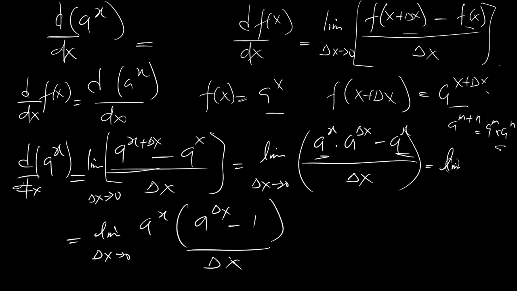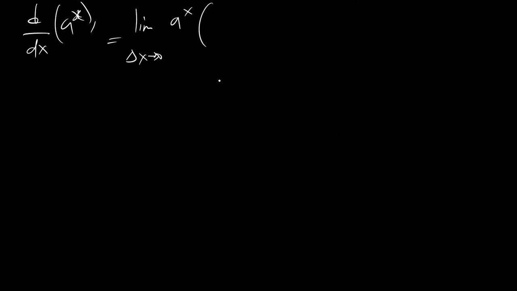Now let's do a change of variable. So now the derivative of a raised to power x will be the limit when delta x tends to 0 of a raised to power x, into bracket open, a raised to power delta x minus 1, close bracket, all over delta x.